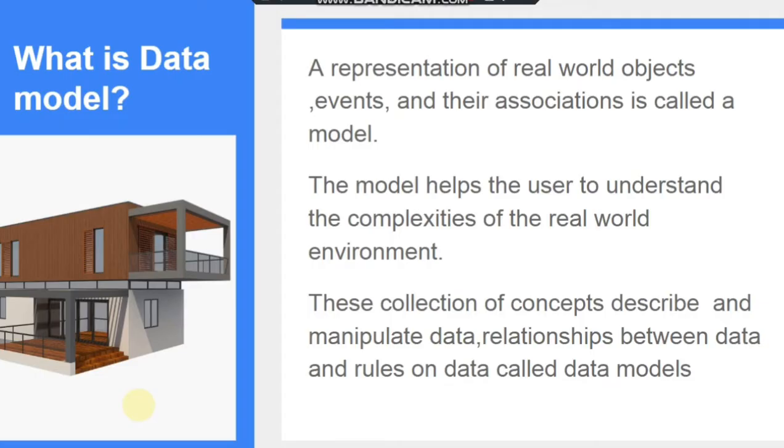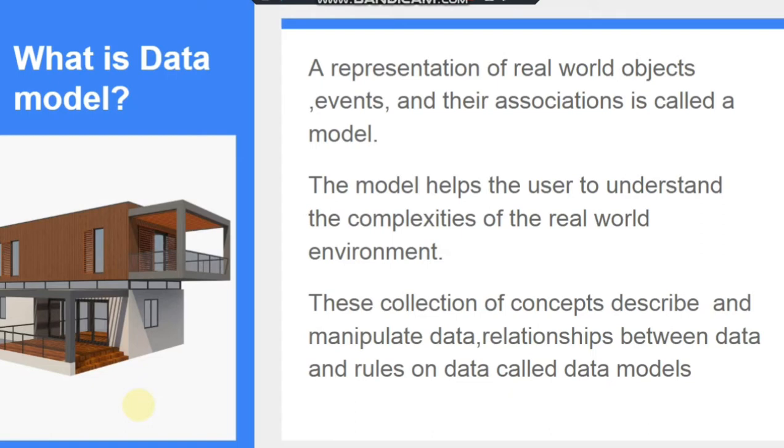So what is a data model? Generally, we are going to explain this term. A data model is a representation of real world objects, events, and their association, and it is called a model. The model helps the user to understand the complexities of a real world environment. This collection of concepts that describe and manipulate data, relationships between data, and rules on the data is called a data model.